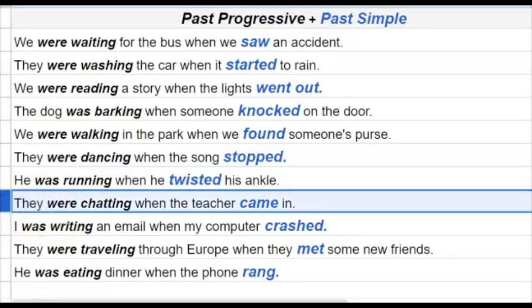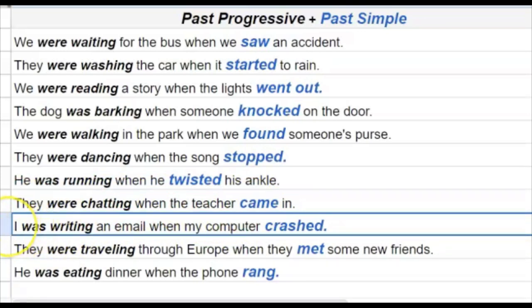Next sentence: they were chatting when the teacher came in. Were chatting, past progressive. And again, American English speakers will pronounce the T like a D, so chatting as opposed to chatting. Were chatting, past progressive, came, past simple. I was writing an email when my computer crashed. When a computer crashes, it means that it turns off or stops functioning. I was writing, past progressive, crashed, past simple.